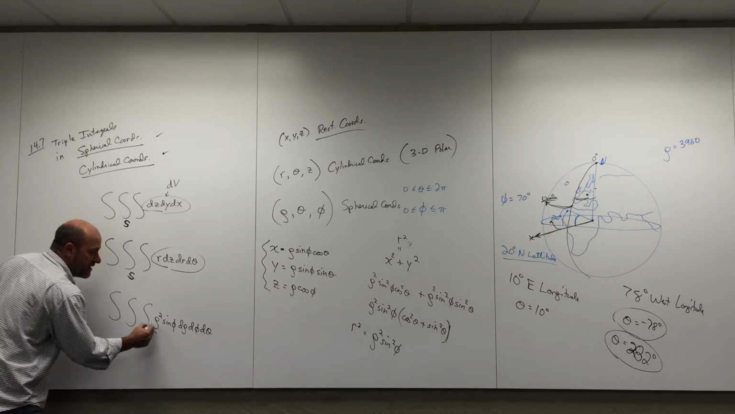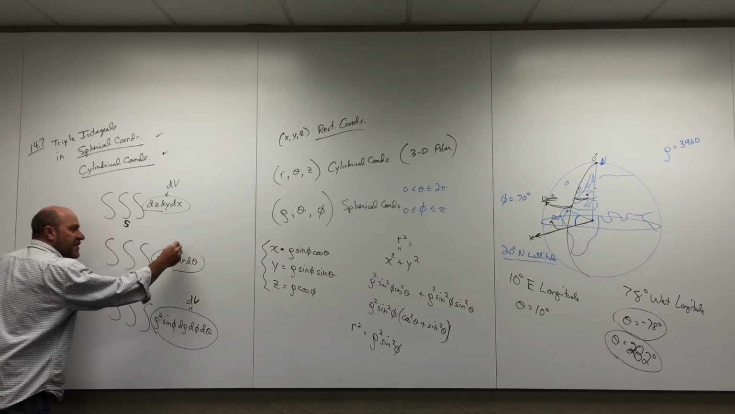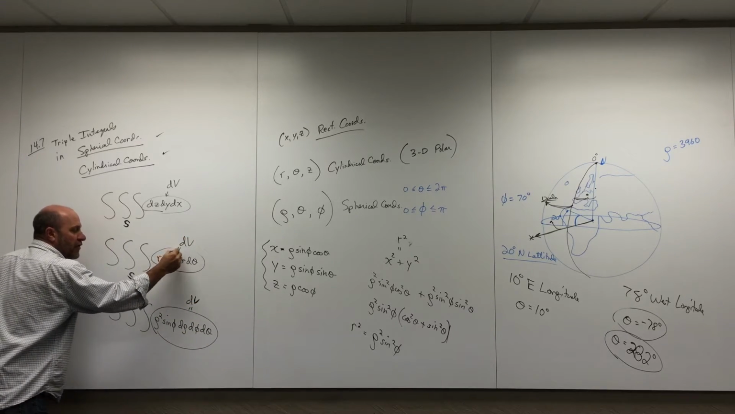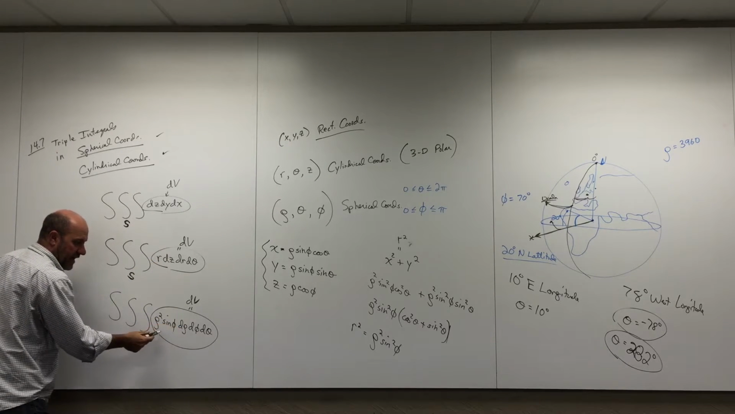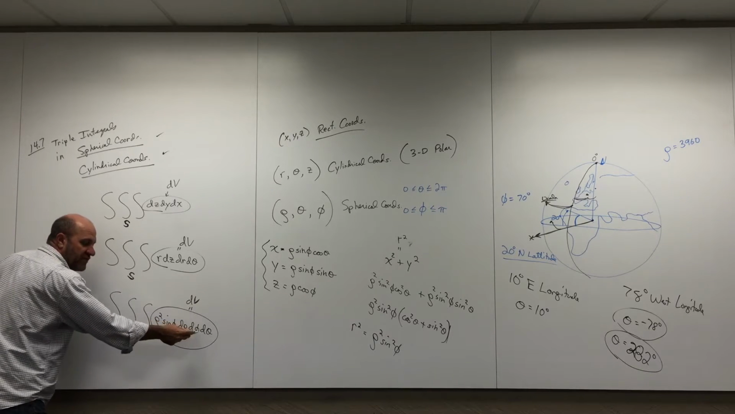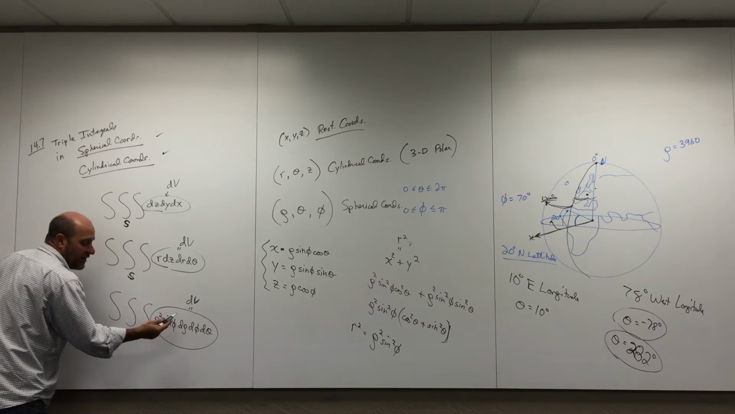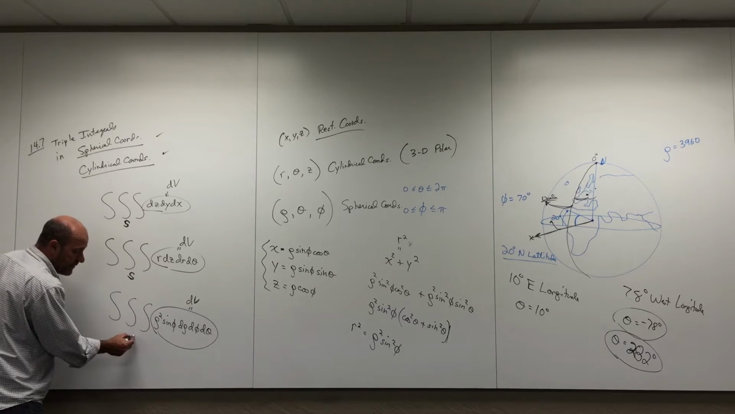That's the dv. That's the dv. In other words, this has this extra little r that comes with it. Well, this has a bunch of extra stuff that comes with it. A rho squared sine phi comes with it as part of the integrand, as part of the dv. It ends up being part of the integrand.